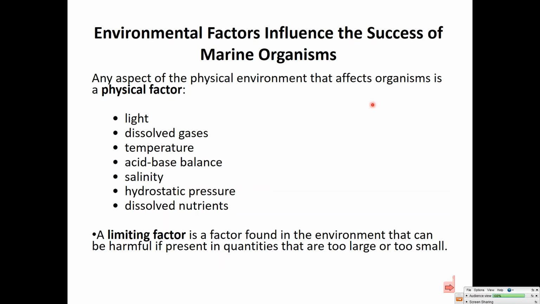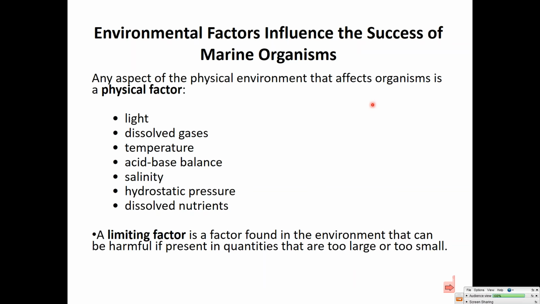All right, so now we're going to talk about different environmental factors that influence life in the ocean. One group of factors are known as physical factors. Physical factors are any aspect of the physical environment that affects organisms. Some examples are the amount of light, the amount of dissolved gases, the temperature of the water, the acid-base balance of the water. Is the water too acidic? Is it too basic? The salinity of the water, the hydrostatic pressure of the water, so if you're shallow, you're at low pressures, you're deep, you're at high pressures, and the amount of dissolved nutrients, right?